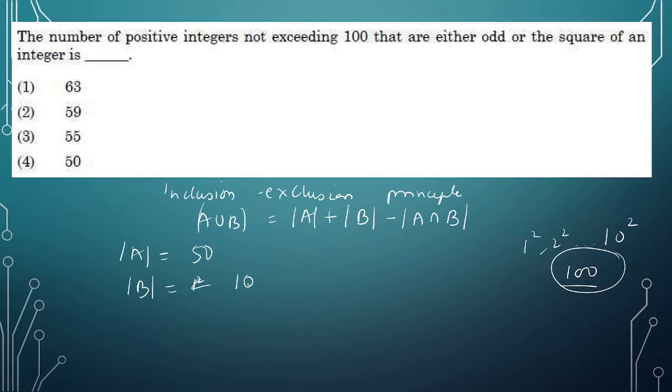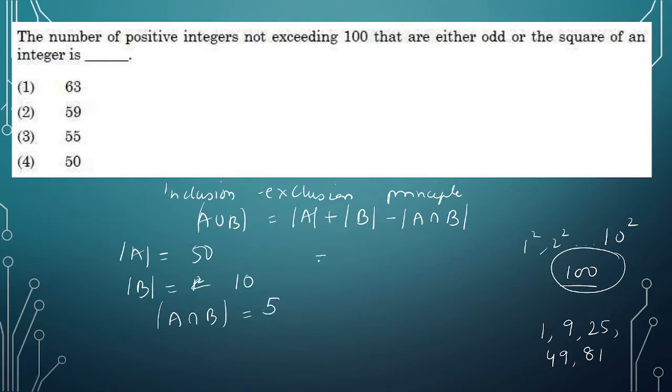Now the intersection, A intersection B. So what all elements would be common? Yani ki this is odd and this is square. So how many odd squares do we get here? See, the odd square that I get is 1. 1 के बाद 9 is an odd square. Then 25 है, फिर 49 है, और 81 है, right? So how many odd squares am I getting? 5. So the intersection is 5.